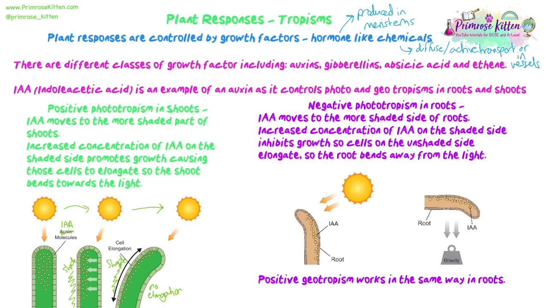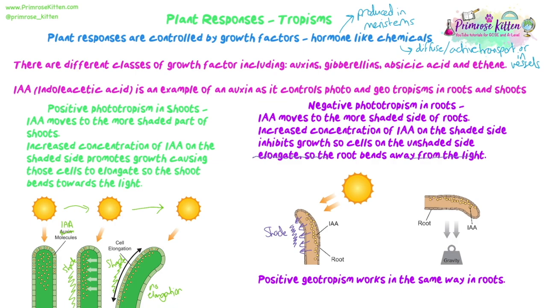Okay, so moving on to negative phototropism in roots. This is where we're going to be growing away from the light, and we said that roots are negatively phototropic, so they're going to be growing away from the light because they're going down into the ground. In this case, IAA moves to the more shaded side of the root still, but it inhibits growth. Because it inhibits growth on that side, the cells on the unshaded side elongate, whereas the shaded side does not. And therefore, we're going to be bending down and away from the direction of the light.